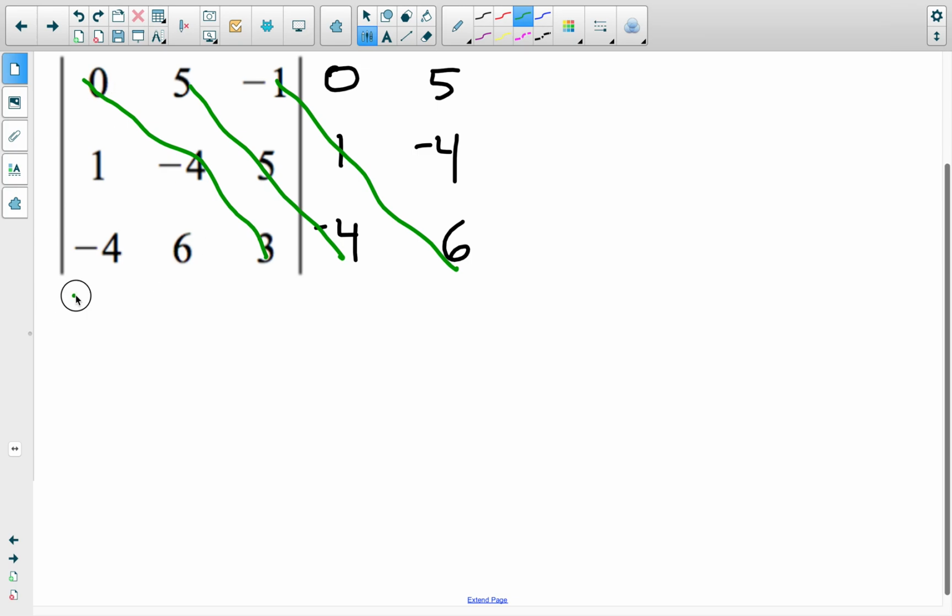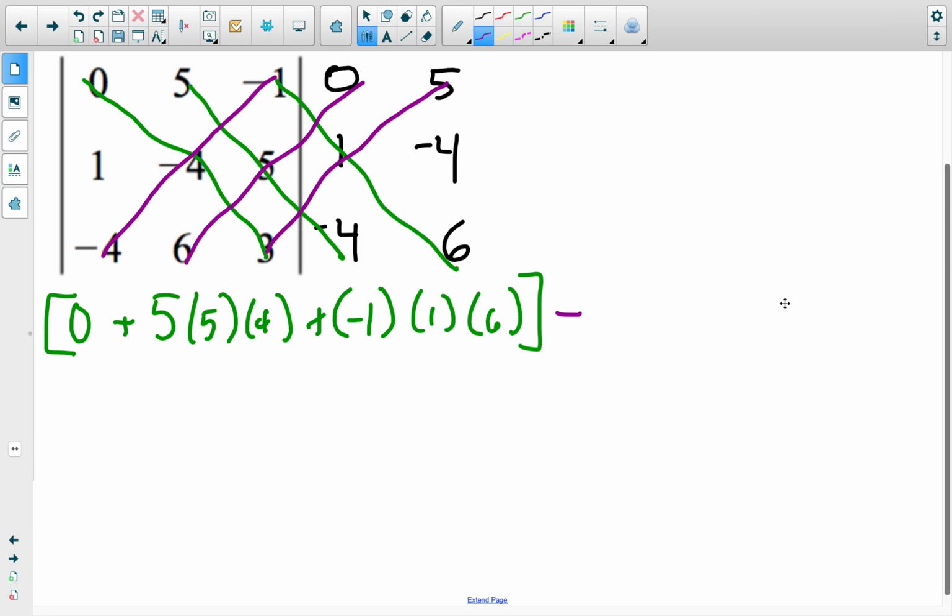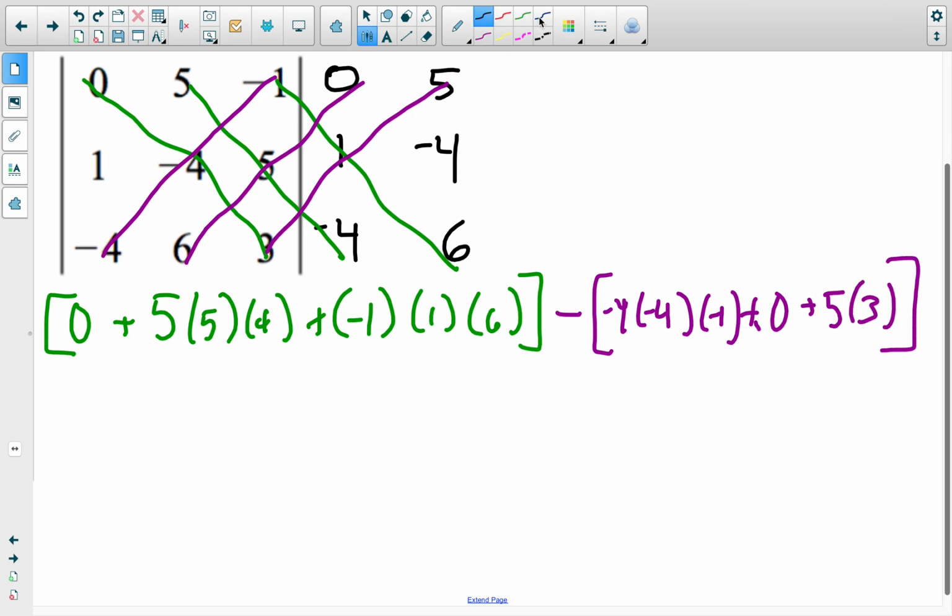All right, so 0, this is going to 0 everything out. Adding on the inside, plus 5 times 5 times 4, plus negative 1 times 1 times 6. All right, close my bracket, and then I'm going to subtract, and then multiply diagonally up. Okay, so open up another bracket, negative 4 times negative 4 times negative 1, and then this 0 times 5 times 6, it's just going to end up being 0. 5 times 1 times 3 would be like 5 times 3. And then let's simplify.